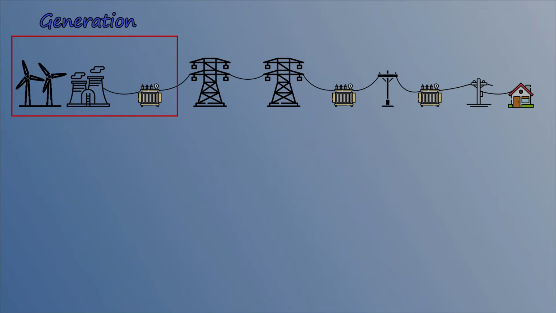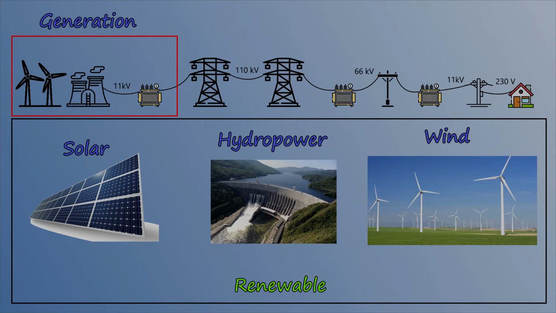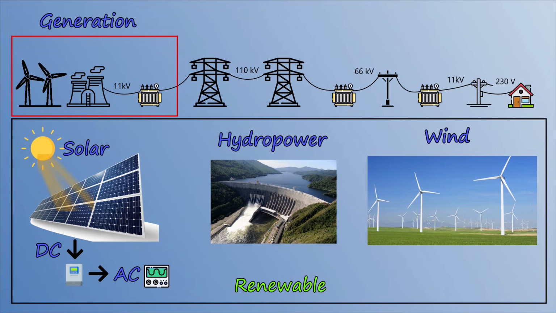Generation. Electricity is created in a generator, which converts energy from a variety of sources into electricity. These sources can be renewable energy sources such as solar, hydro, and wind. A solar panel works by converting sunlight into electricity through the photovoltaic effect. They are made of solar cells, typically using silicon, which absorbs sunlight and excites electrons, creating an electric current. This current is direct current, which is then converted into alternating current by using an inverter, so it can be used to feed into the grid.